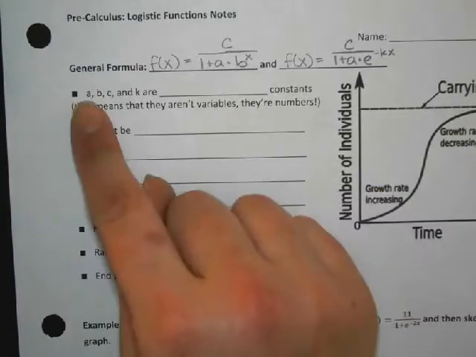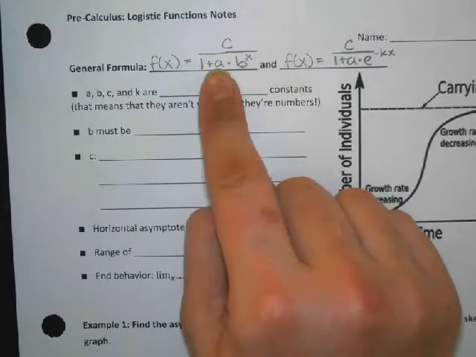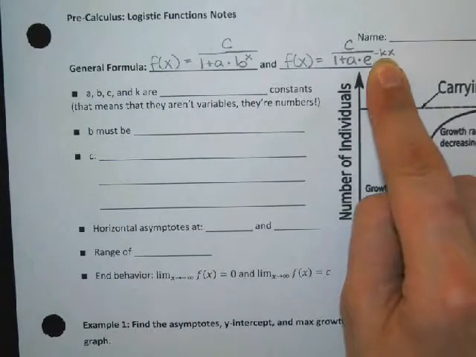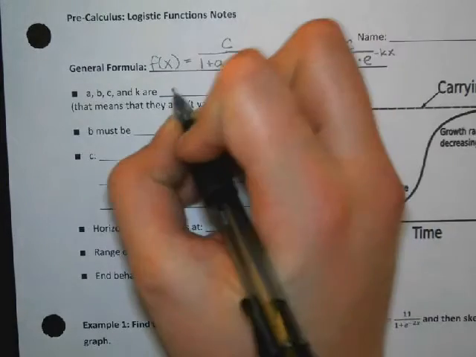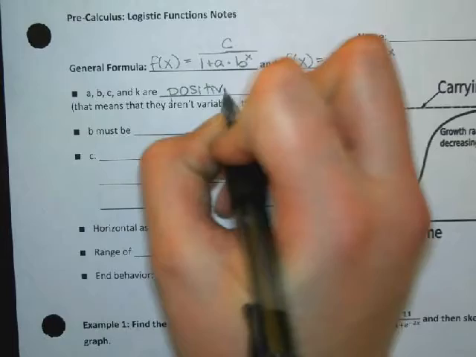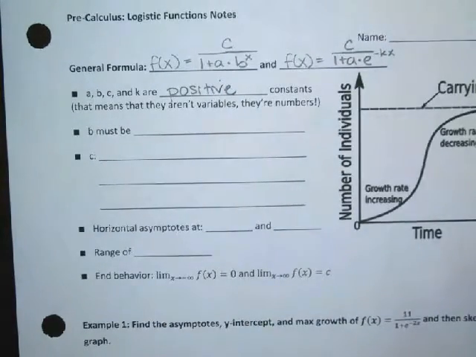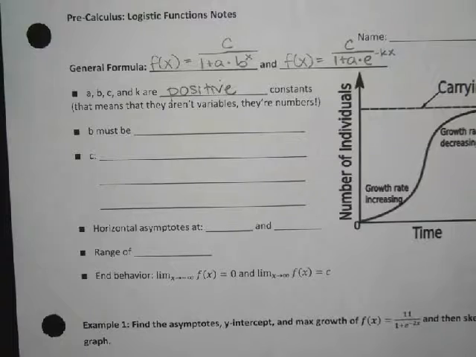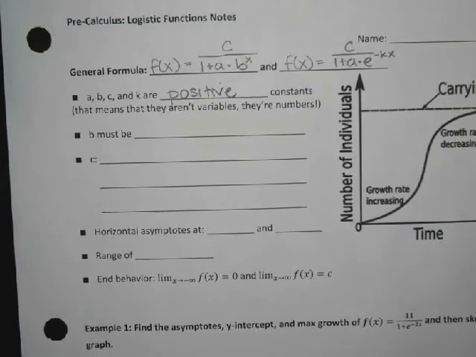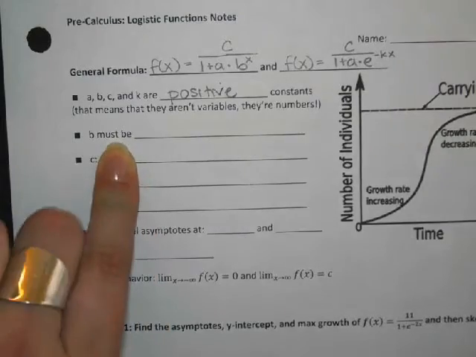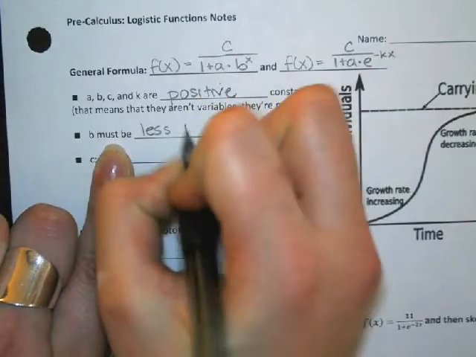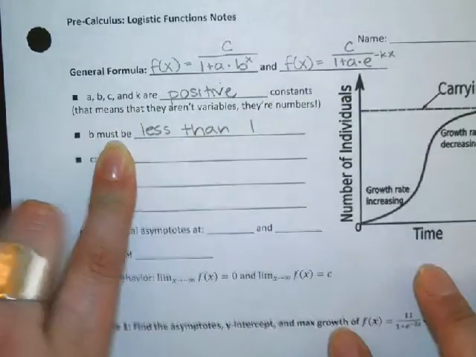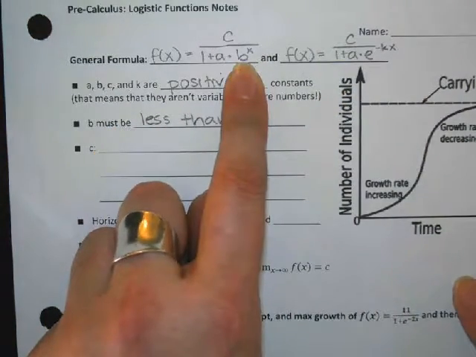Okay, so in these formulas, we have a bunch of different letters. We have an a, a b, a c, and a k. All of those are positive constants. And what I mean by constants is that they are all numbers. They're not considered to be variables. That means for the equation to be complete, those have to have numbers in place of those letters. Always, always. Okay? The b value must be less than 1. So the base of your exponent has to be less than 1.